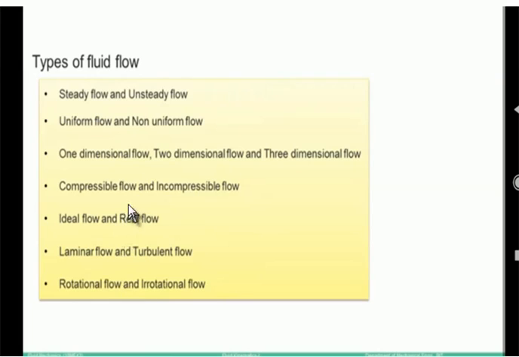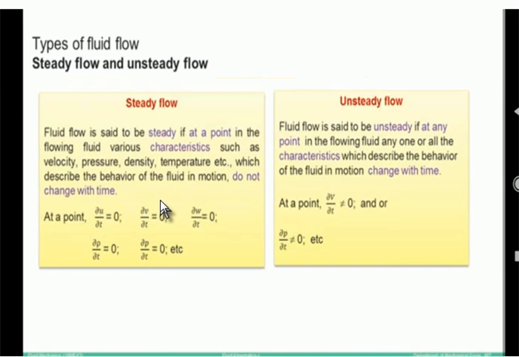So these are the types of fluid flow: steady and unsteady, uniform and non-uniform, one-dimensional, two-dimensional, three-dimensional flow, compressible and incompressible, ideal and real, laminar and turbulent, rotational and irrotational flow. Now let's discuss them one by one. First is steady flow and unsteady flow.